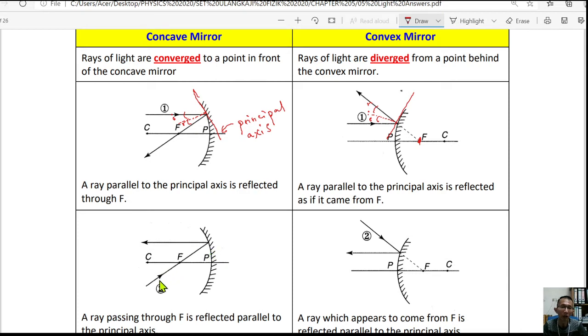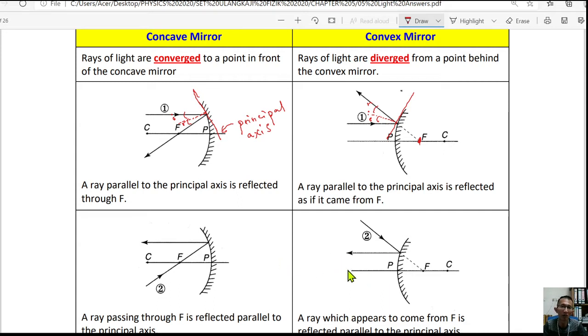In step number 2 here, or line number 2, I draw a line that is going through the focal point. So what happened? It will come out straight. It's just like this one here, right? Except that now our direction is reversed. So for here, the same thing. If I draw a line, and it seems to me that this line is going through this focal point, so the reflected ray will be parallel to the principal axis. That is step number 2 for concave and for convex mirror.